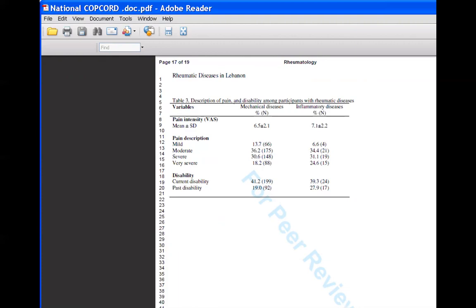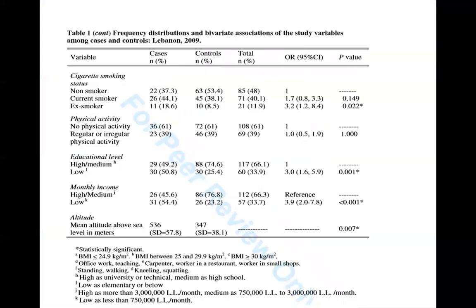This is not a bivariate analysis. This is simply describing the data and looking at the mean pain intensity using the visual analog scale between those who have mechanical disease and inflammatory disease, with pain description in terms of categorical or ordinal levels, mild, moderate, severe, and the difference between mechanical and inflammatory. But again, this is not hypothesis testing, it's just describing, comparing mechanical and inflammatory in terms of the pain intensity, pain description, the level, and how much disability they have if they have mechanical compared to inflammatory. But again, this is more description.